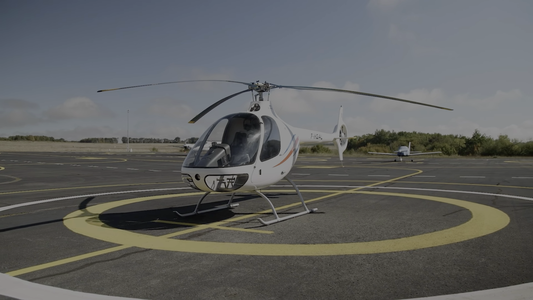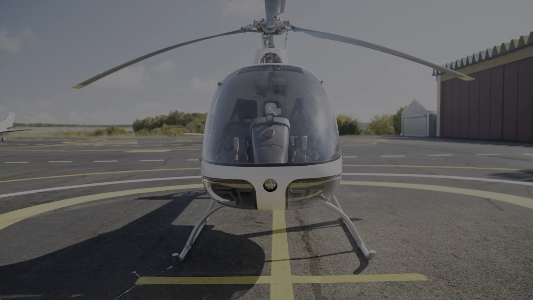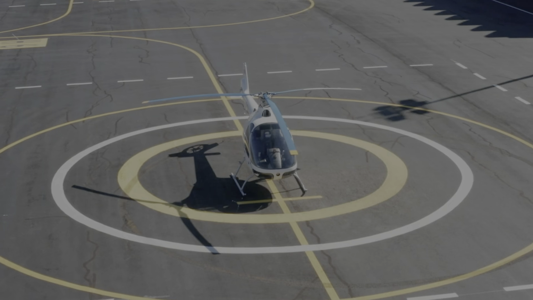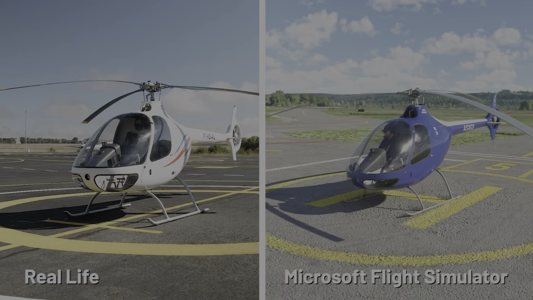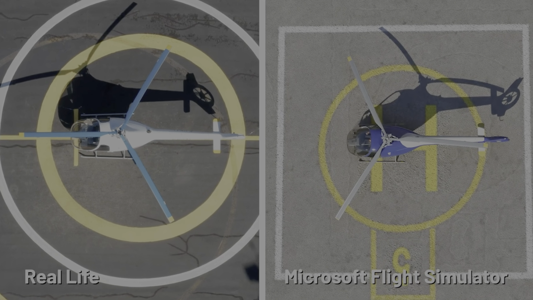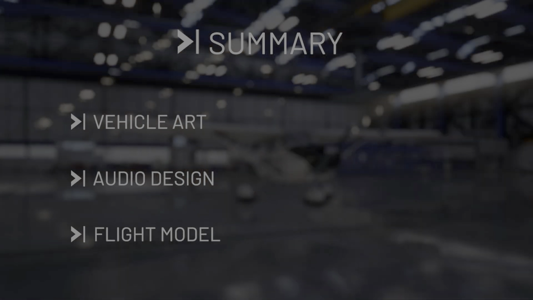My name is Sebastian Wloch. I'm CEO at Asobo Studio and in charge of development of aerodynamics. Today we will talk about helicopters and more specifically about the Cabri, a helicopter we developed here at Asobo Studio for the new update of Microsoft Flight Simulator. We will go over art, audio, the cockpit, improvements we did to the flight model and new technologies we developed for helicopters.